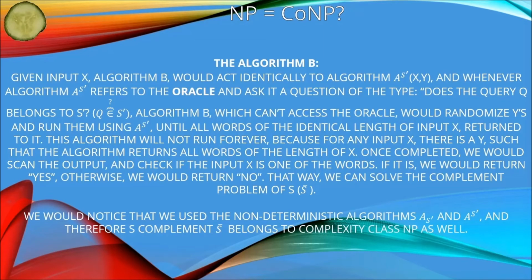The algorithm will not run forever, because for any input X there is a Y such that the algorithm returns all words of the length of X. Once completed, we scan the output and check if the input X is one of the words. If it is, we return yes, otherwise we return no. That way, we can solve the complement problem of S. We notice that we use the non-deterministic algorithm A_S' without oracle access and A_S' with oracle access, and therefore S complement belongs to complexity class NP as well.